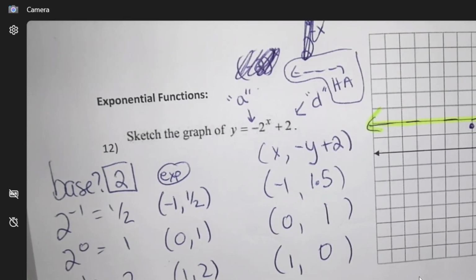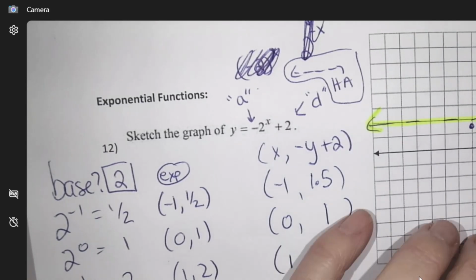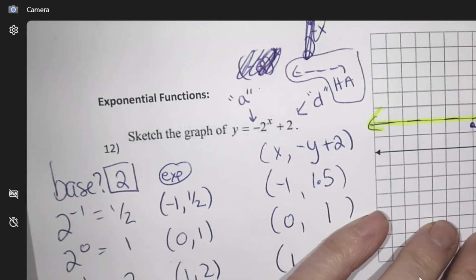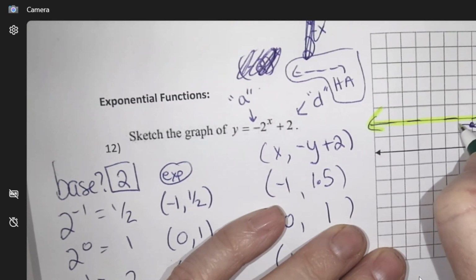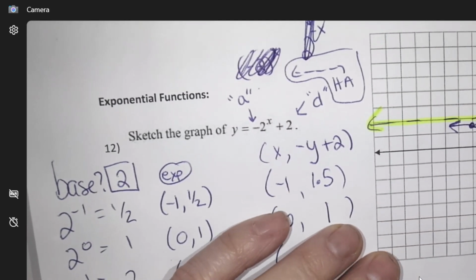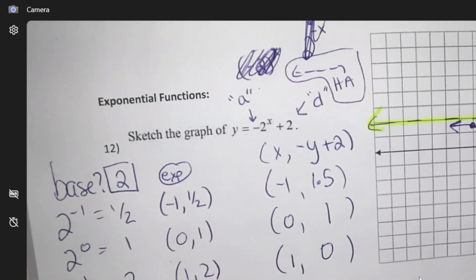If you have no idea what's going on still, what could you do? Just do more points, right? You always have that skill. If you don't understand what's going on in a graph, just keep inputting, outputting. You can make more points if you don't understand what the pattern is doing. Right? On the exam, you always have that tool.